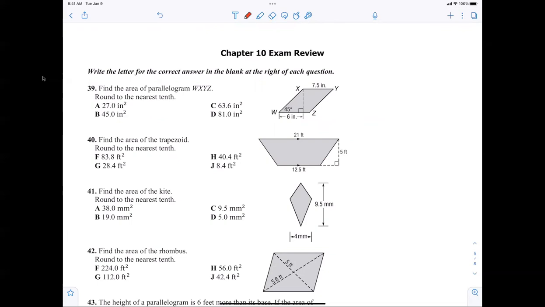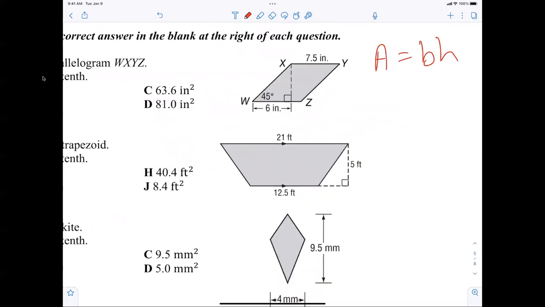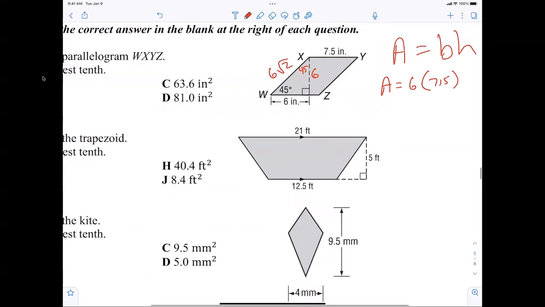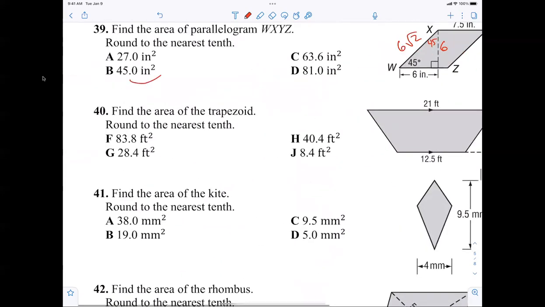All right, so area of a parallelogram. What's the formula for area of a parallelogram? Come on, guys. Base times height, correct? So in this case, I'm looking for the height, which is obviously what? 6. Everybody good with that? Because it's a 45-45-90. If I wanted to find what WX is, everybody should write 6 radical 2. So now the area is just what? 6 times 7.5, which is, I believe, 45. Anybody have any questions with that?